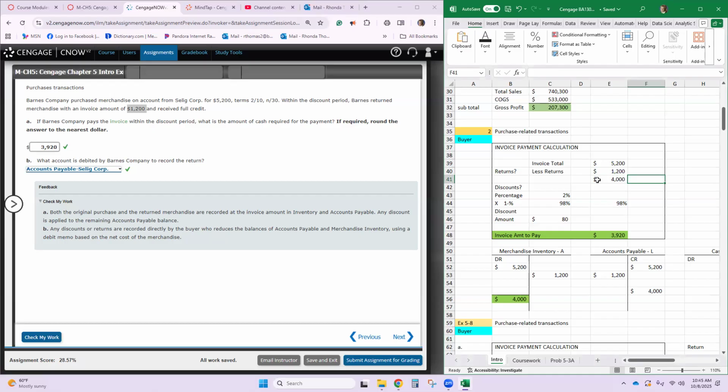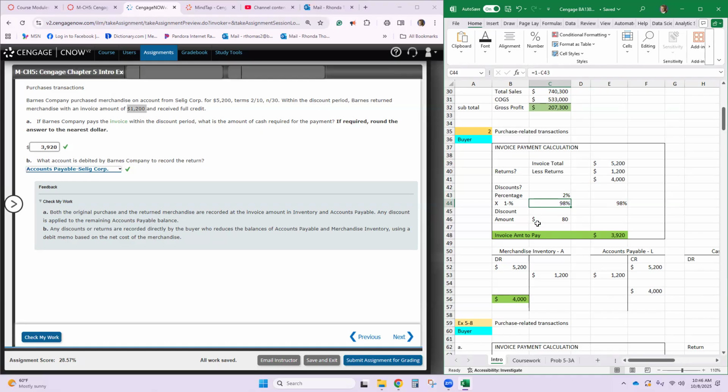We're going to pay it within that discount period within 10 days, and we get to take 2% off. Well, if you think about that, if you take 2% off something, you're paying 98% of it, right? So put your percentage. If there's a discount, put your percentage, and then take 1 minus your percentage to get how much of the invoice you are going to pay.